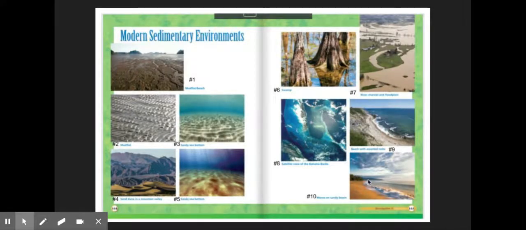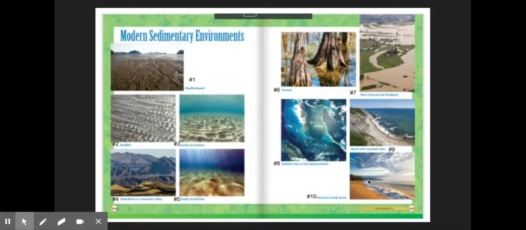So now that we reviewed our sandstone and we've introduced how shale is made, I want you to do a quick activity. It's attached to your Google Classroom assignment today. It's 10 questions. You don't have to type anything. All you have to do is highlight the correct answer. Here are modern sedimentary environments. These are the places today that sedimentary rocks can be made.